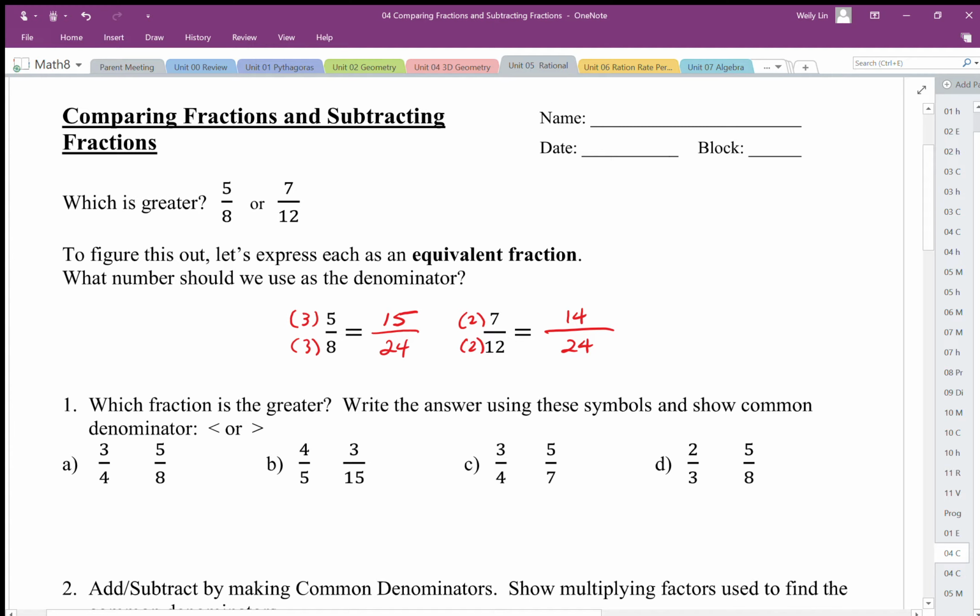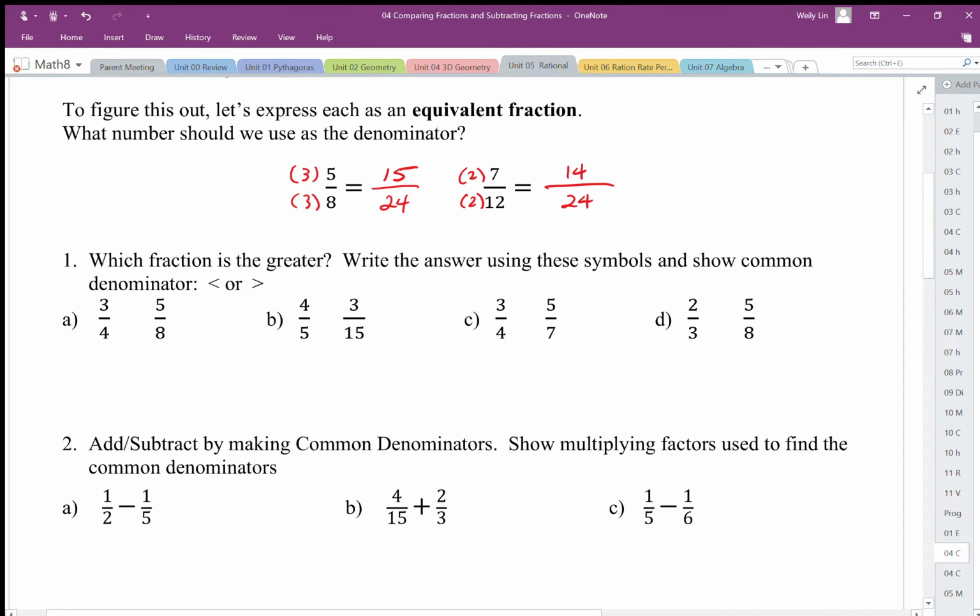And then we can now compare 5/8 and 7/12 with a common size piece, which allows us to establish which one's going to be bigger. So if I have 15 of these 24th pieces and 14 of these 24th pieces, we can see that 5/8, or 15/24, is going to be bigger than 7/12, or 14/24. So we can compare these sets of fractions the same way.